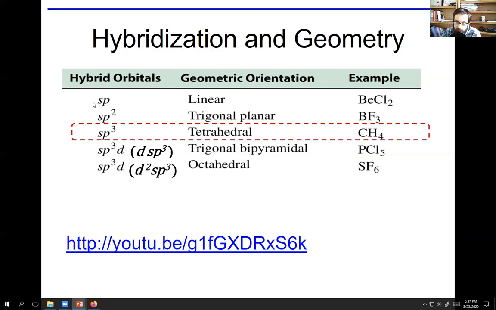Basically, there's just this table. sp is 1 s and 1 p, steric number 2, linear. sp2 is 1 s and 2 p, steric number 3, trigonal planar. sp3, we just said, is 1 s and 3 p, steric number 4, tetrahedral. sp3d, or dsp3, you can write it that way, takes 1 d orbital, 3 p orbitals, and 1 s orbital, and that gets you steric number 5, trigonal bipyramidal. And finally octahedral, sp3d2, or d2sp3. That's going to be 1 s, 3 p's, and 2 d's.